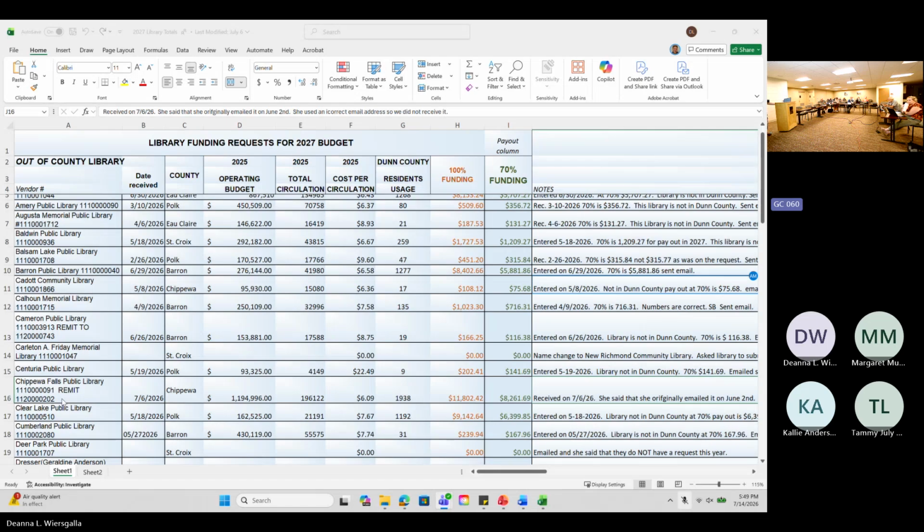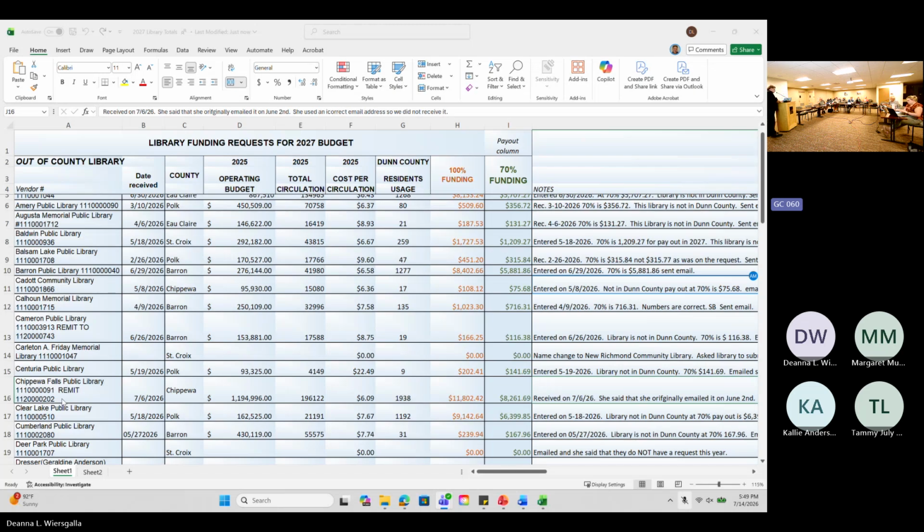So if you look on this particular spreadsheet, you can see that the request for Chippewa Falls came in on 7/6, which is after the July 1st deadline. So that's why these numbers have been modified. Their 70% funding would be $8,200. So it would be up to the committee, and the Chippewa Falls Library was notified that they did submit their information late, and that it would be up to the committee on whether they wanted to fund the Chippewa Library at that $8,200. So that's where the numbers are different. I'm sorry that that's confusing.